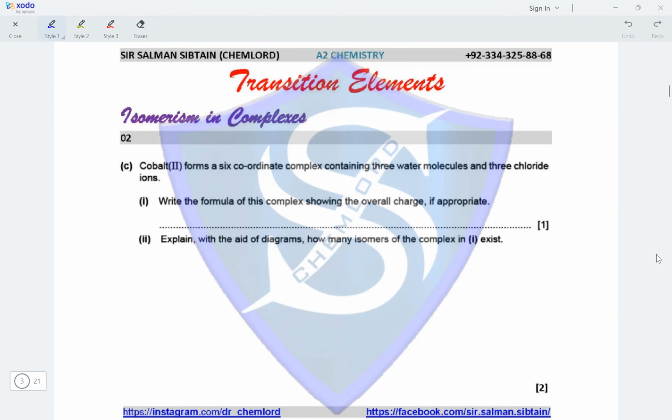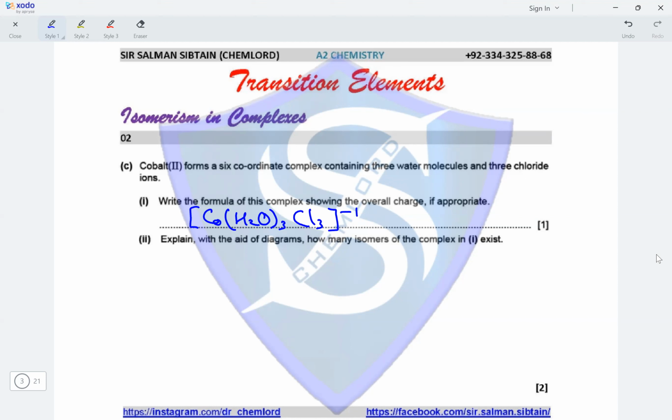Question 2. Cobalt 2+ forms a 6 coordinate complex containing 3 water molecules and 3 chloride ions. Write the formula of the complex showing the overall charge if appropriate. So we have a cobalt ion with a charge of +2 attached to 3 water molecules and 3 chloride ions. The overall charge on this ion would be +2 and -3, which gives a charge of -1.